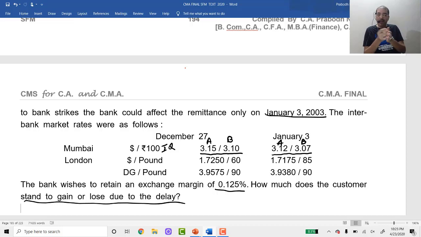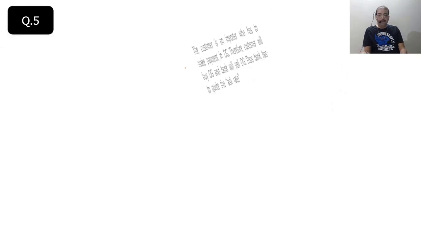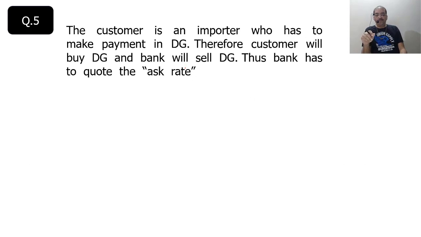First rate we have to remove. Then we will decide. Okay. How to remove the rate now? Let's see. Customer is an importer who has to make payment in DG. Therefore, customer will buy DG, and bank will sell DG. Thus, bank has to quote the ask rate.